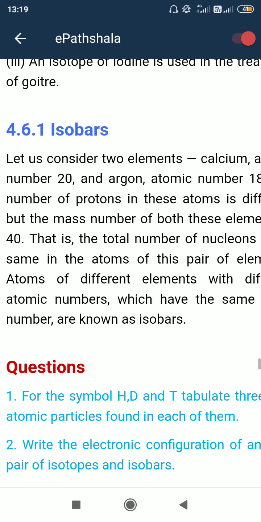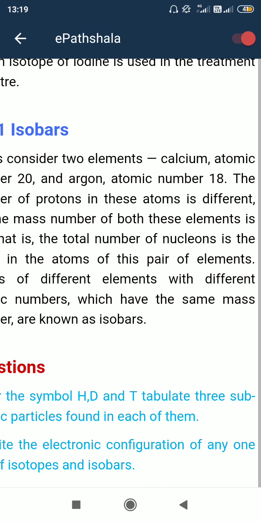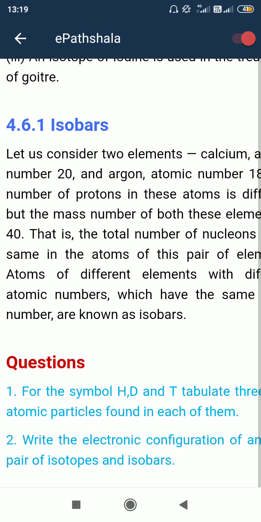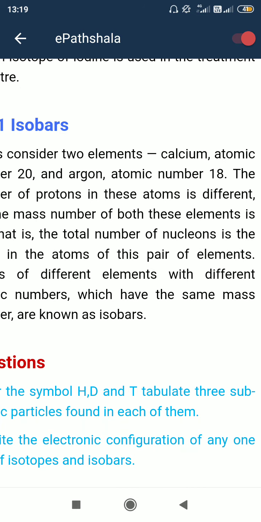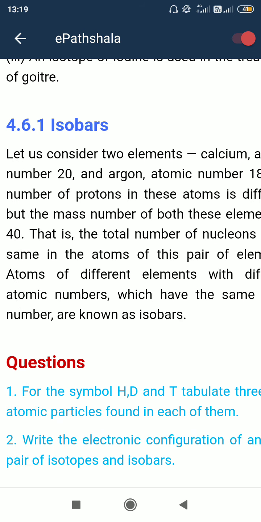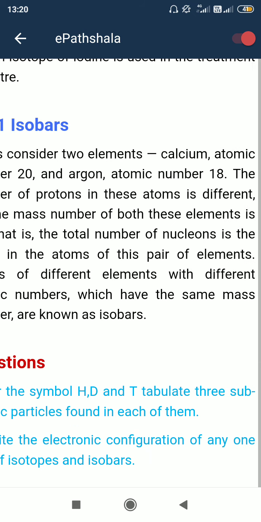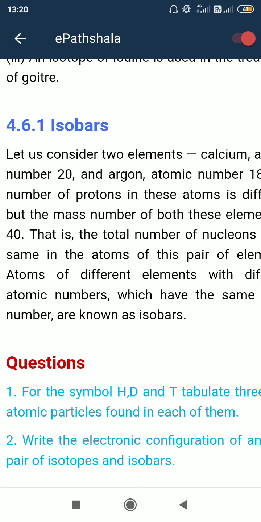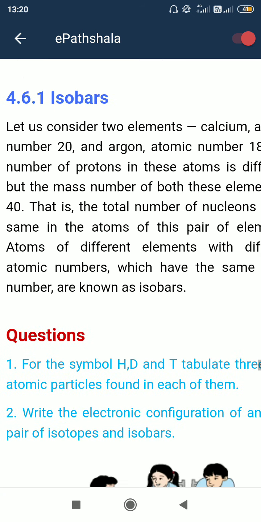So isobar usually refers to equal mass. When the mass number is the same but the atomic number is different, that is known as isobar. Like here it is written calcium atomic number 20 and argon atomic number 18. So argon atomic number 18, 18Ar40 is available, and 20Ca40 is available, means the atomic number of calcium is 20 and the mass number is 40. In case of argon, the atomic number is 18 but the mass number is the same, 40. So the mass number is the same but the atomic number is different, that is isobar.